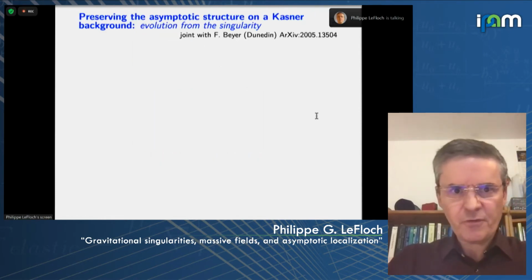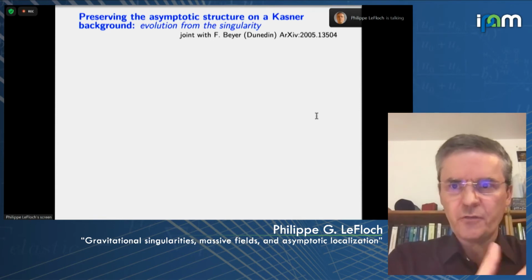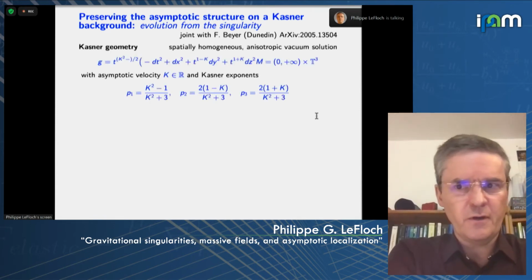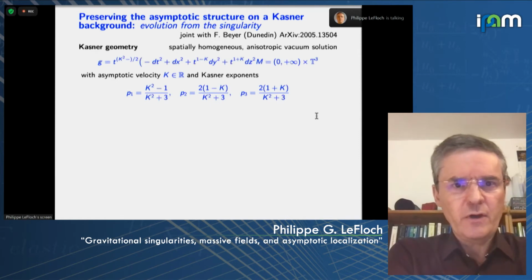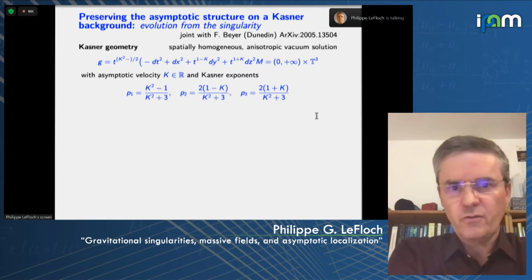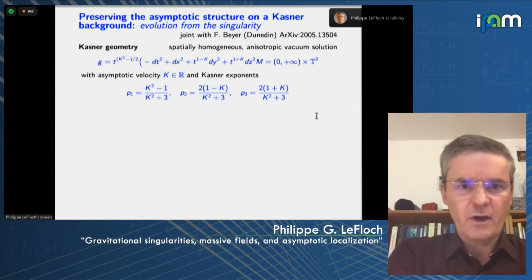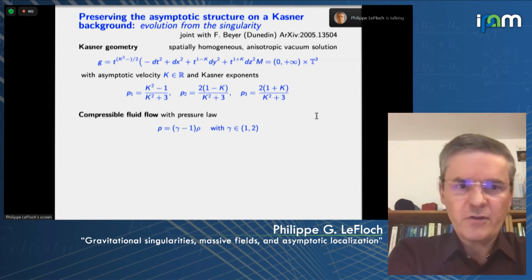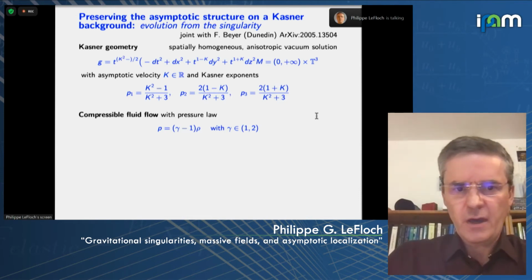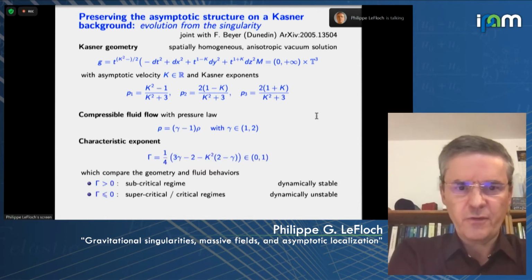Now, I have a third example where a structure on the singularity needs to be computed. So let's now look at a fluid again on a Kasner geometry. It's spatially homogeneous and anisotropic. It's a vacuum solution of Einstein's equations with a certain Kasner exponent, parameterized with a parameter kappa. And I evolve on this geometry a fluid, again with the same equation of state.